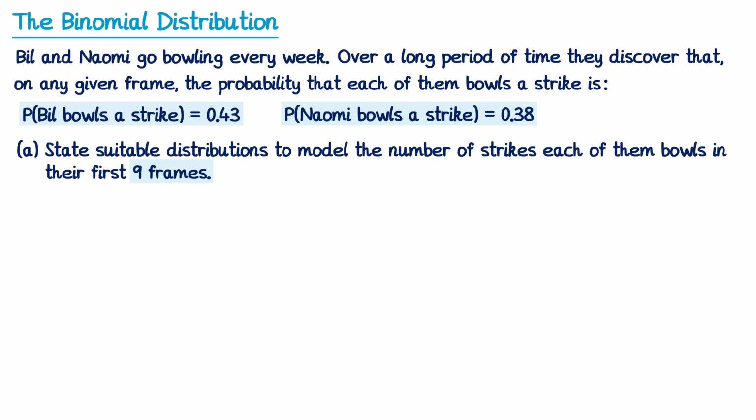So we're going to need to assume that, say, when Bill bowls a strike on the first frame, it's not going to change his probability of bowling a strike on the second frame. In real-life examples of things like this, it may not truly be independent. For example, if you bowl multiple strikes in a row, it might build your confidence. And also your muscle memory may be strong, so you remember how to bowl in a similar way.